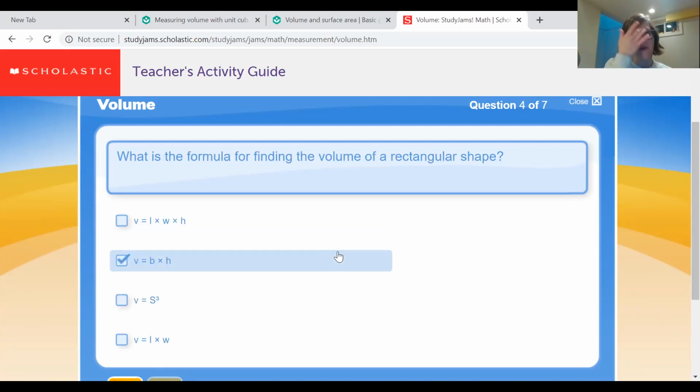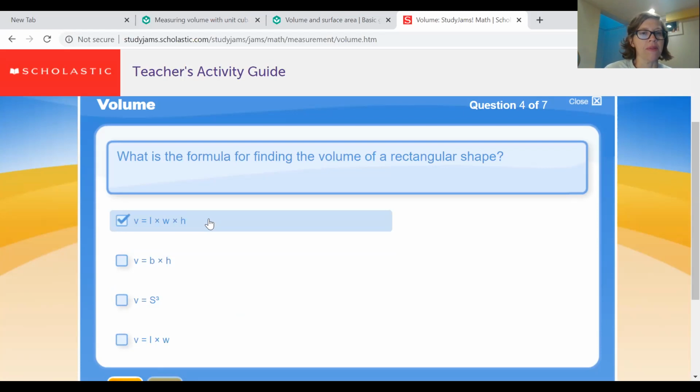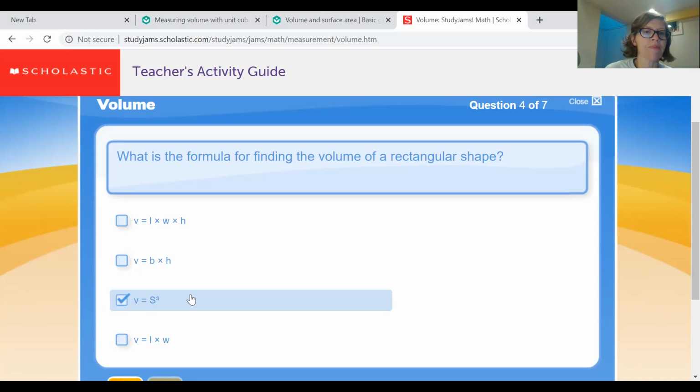All right, question number 4. What is the formula for finding the volume of a rectangular shape? Is it A, volume equals length times width times height? B, volume equals base times height? C, volume equals S cubed, or side cubed? Or D, volume equals length times width? All right, you choose what you think is the best answer. I'm going to go with A.